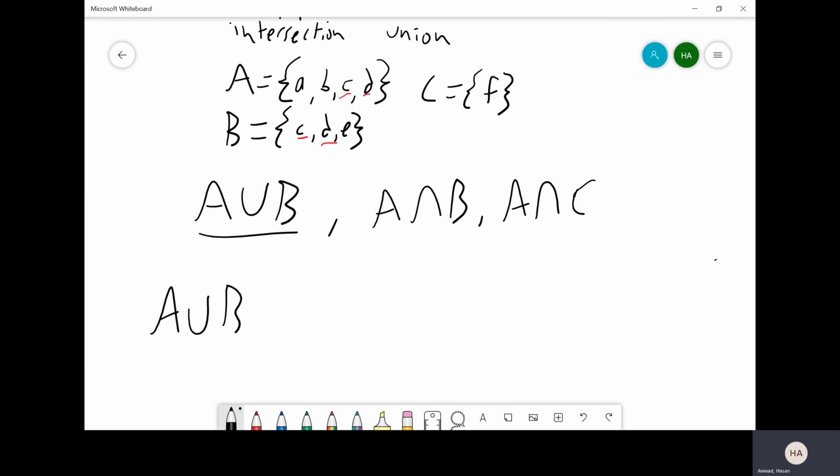A union B is going to be all the elements found in both. So that means it's going to be A, B, and we only have to write C and D once, so C, D, and finally E. And that's it. We're just taking two different sets, smushing them together, and now we have a larger set as a result. Hopefully that makes sense.